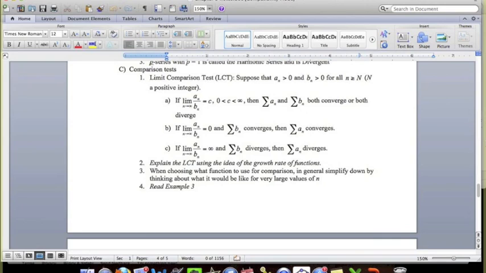If we get 0, when we talked about growth rates of functions, what did that mean? Which of these is growing faster? The bottom, right? Because if you get 0, that's because we had something over infinity. So if the bottom's growing faster and converges, then the other one must too. And for the third one, if we get infinity, then that means that the top one must have been growing faster. So let's look at some examples of how we can pick these things to compare and then evaluate our limits.